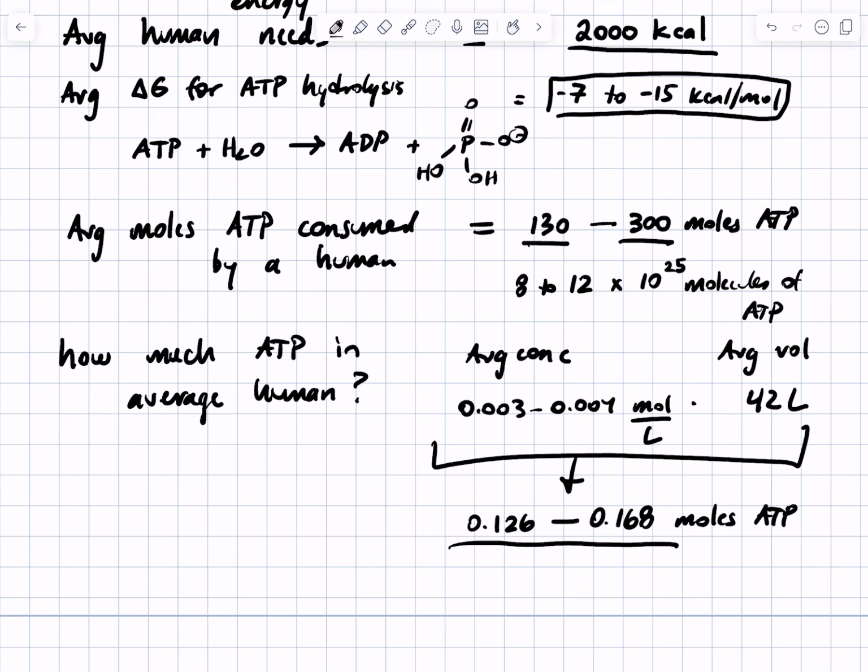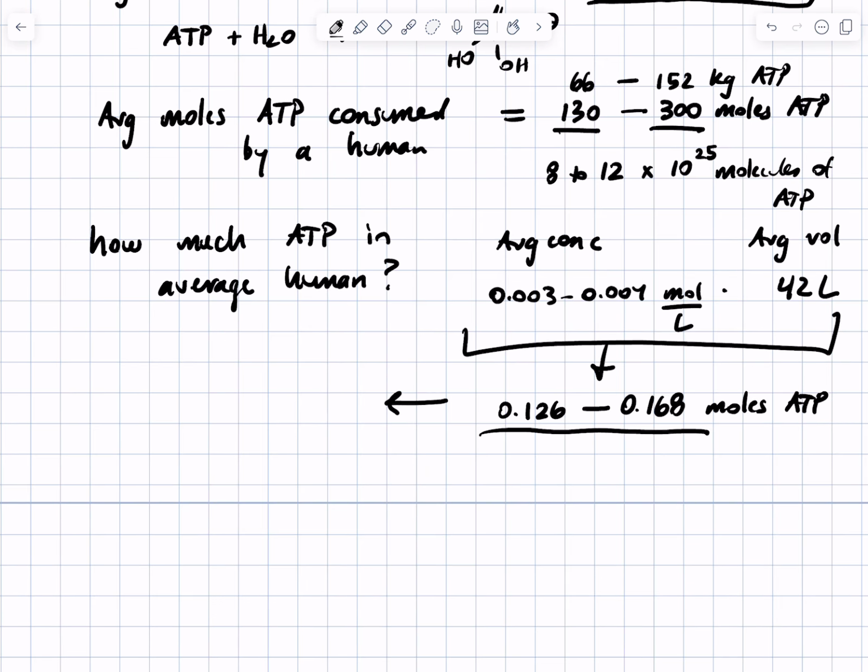Wait, what? All right. Just to put it into perspective, this amount of ATP that you need to use per day would be 66 to 152 kilograms of ATP. Now, for most humans, that's like your body weight in that range, right? And you obviously are not 100% ATP. So what's going on here is that your body must recycle your entire store of ATP molecules anywhere between 1,000 to 2,000 times a day to keep you alive.